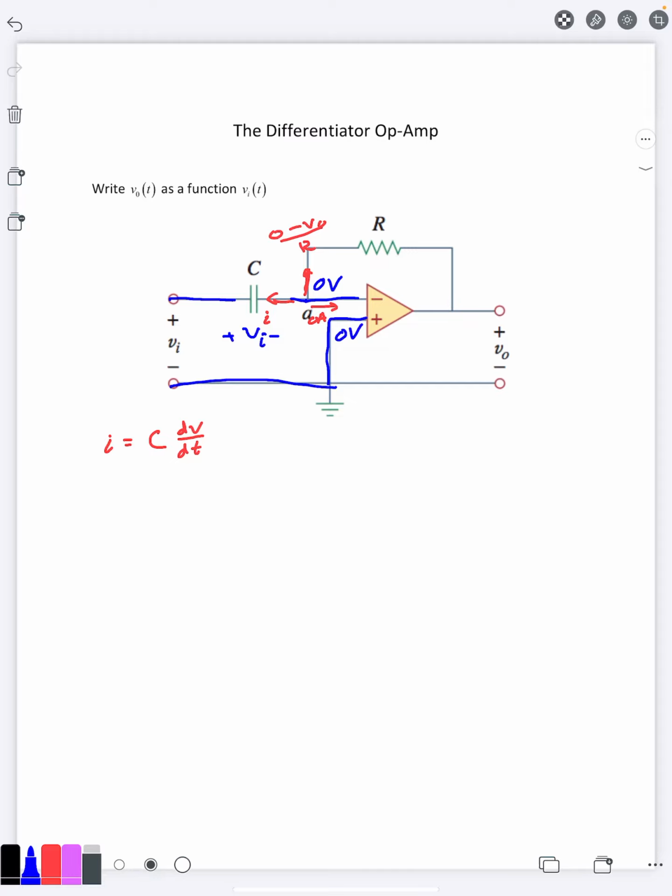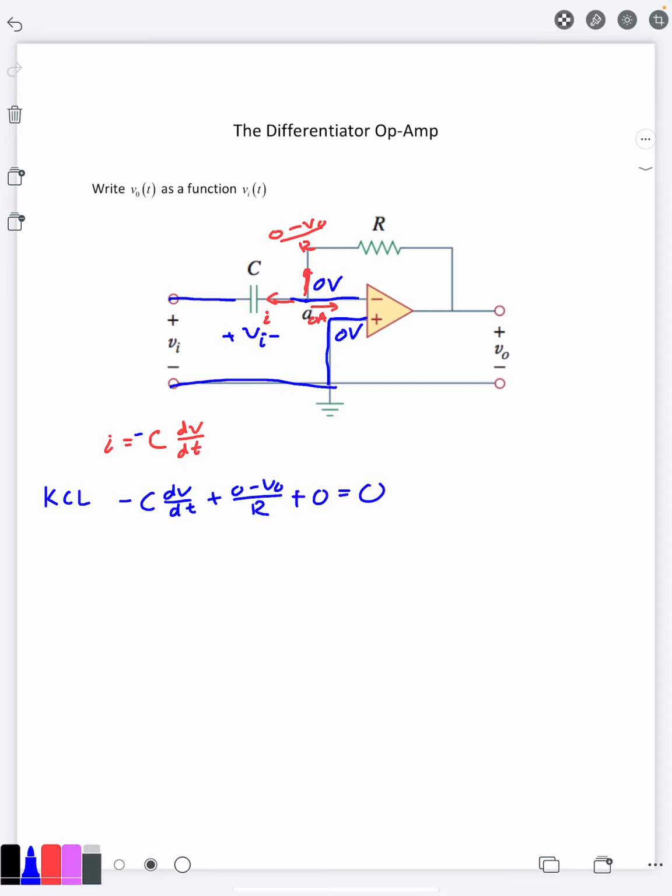But we have a current going into the negative side rather than the positive side, which means we really have I as negative C dVI/dt here. So by my Kirchhoff's current law, the current going left is negative C dVI/dt. The current going up is 0 minus V0 over R. And the current going right is 0 amps. Add them up, you get 0.